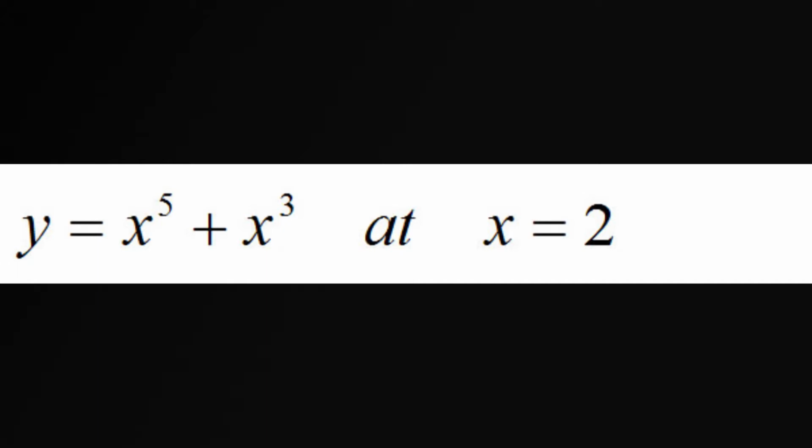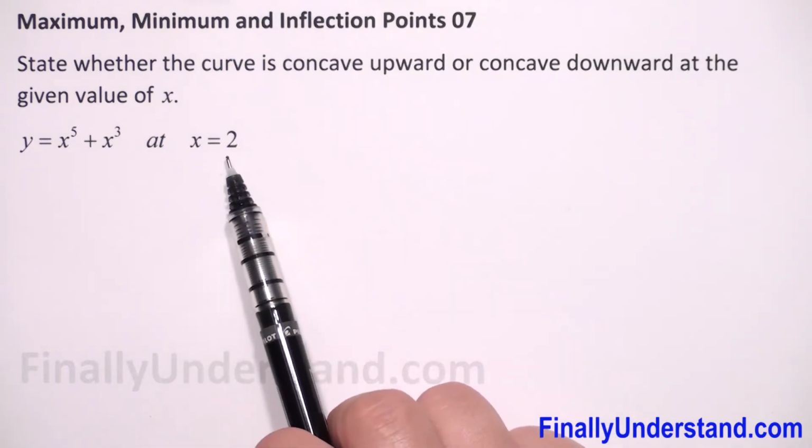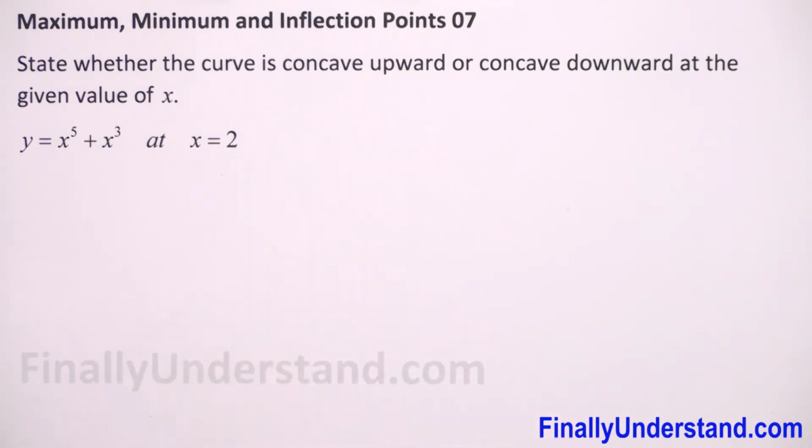We have to find if the given curve is concave upward or concave downward. To do this, first we have to find the first derivative, next the second derivative, and calculate the value of the second derivative for x equals 2. If we get a positive value, it means that our curve is concave upward. If we get a negative value, it means that our curve is concave downward.